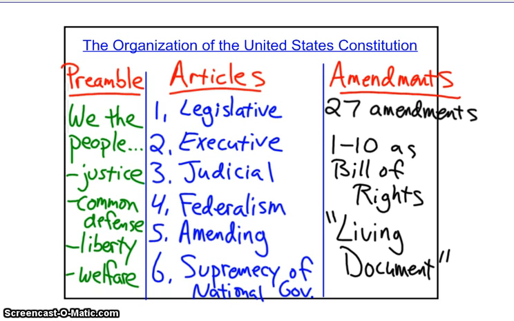So just a quick recap, the Constitution of the United States is divided into 3 parts: the preamble, the articles, and the amendments. The preamble sets the goals for the Constitution, why we wrote it. The articles outline the 3 branches. They talk about the role of the states, how we change the government. This is the real nuts and bolts of our government, how we run it. And then the amendments are the things that we have added or changed over the years.